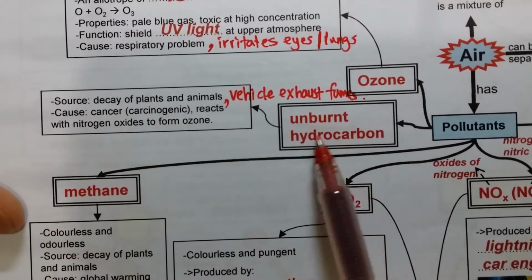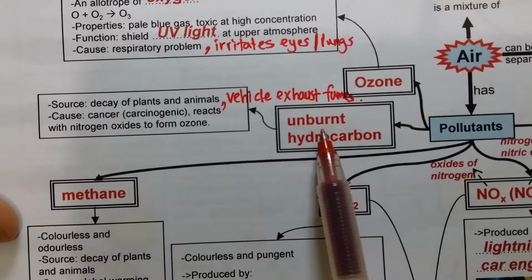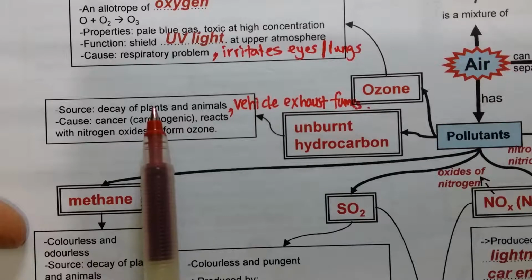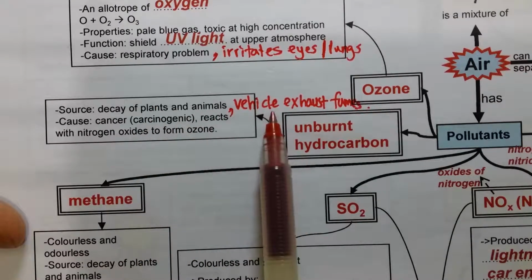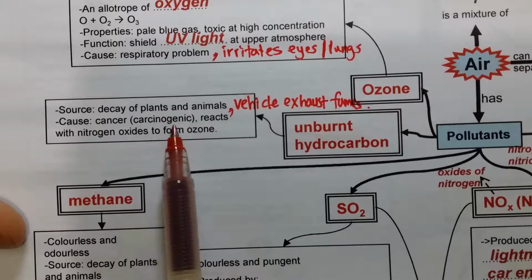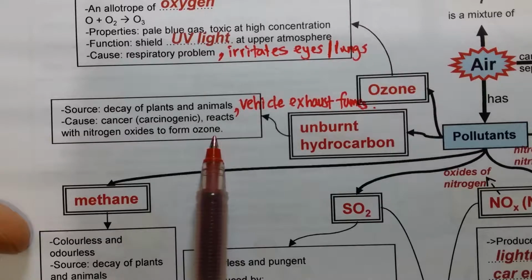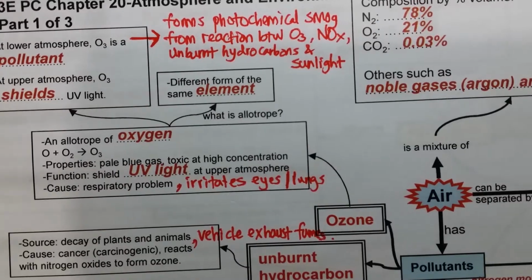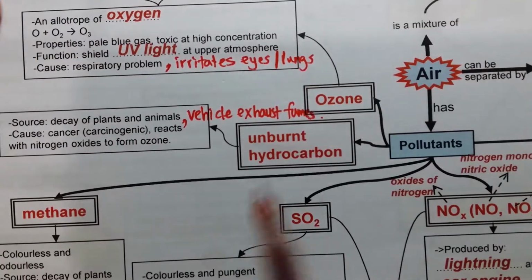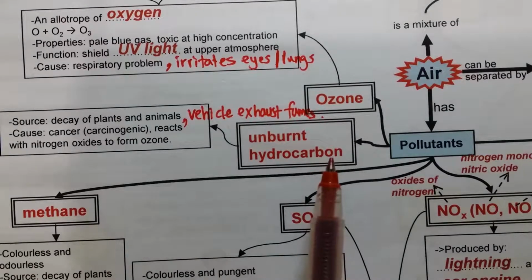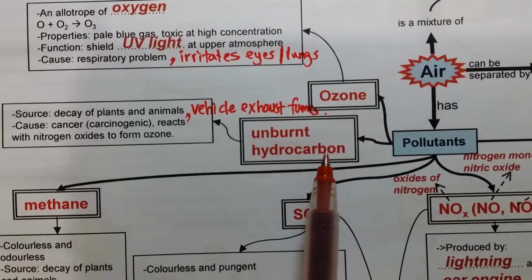Okay, now let's look at unburned hydrocarbons. The second pollutant is unburned hydrocarbon. The main source of it is the decay of plants and animals, and of course the main source is the vehicle exhaust fumes, and it can cause cancer. It reacts with nitrogen oxides to form ozone, which in turn will form photochemical smoke. So that is unburned hydrocarbons. These unburned hydrocarbons mainly come from the exhaust, whereby from the exhaust you can see the smoke. It's very blackish. Those are actually unburned hydrocarbons.